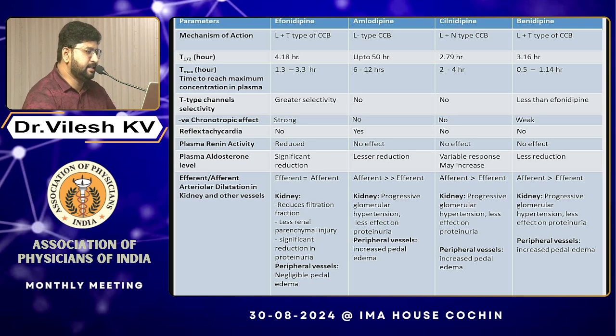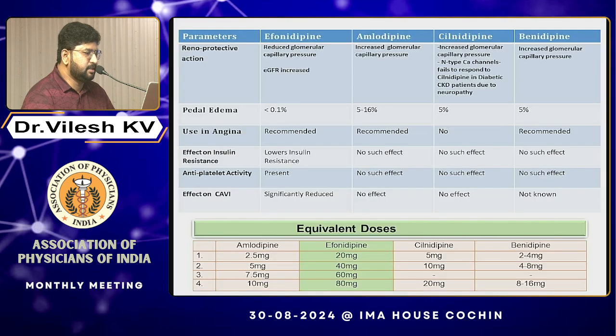This is seen in molecules like efonidipine and benidipine, while cilnidipine and amlodipine have a fairly plus or minus effect. So this is the set of these drugs, and we will go forward to the renoprotective action which we mentioned before. Because of the T-type channels, efonidipine has reduced glomerular capillary pressure and increased eGFR in most of the studies. In the same way, benidipine is closer to efonidipine in that action.